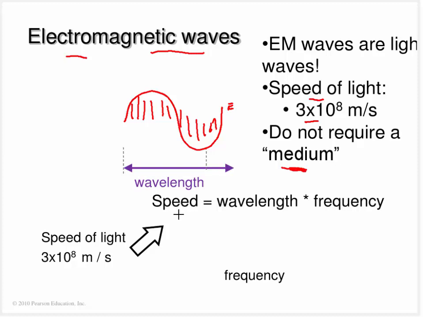Something that's really nice is we have our old friend from several chapters. We said speed was equal to wavelength times frequency, and that worked for mechanical waves. That can apply to electromagnetic waves as well. So you're definitely going to see this again. The speed that it propagates is always going to be 3 times 10 to the 8th, at least on Earth's surface and in a vacuum.